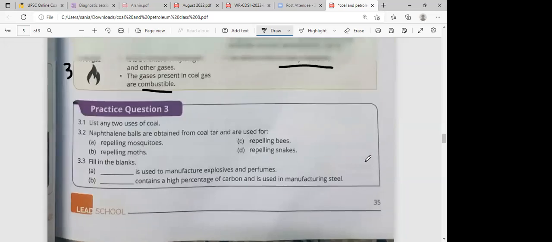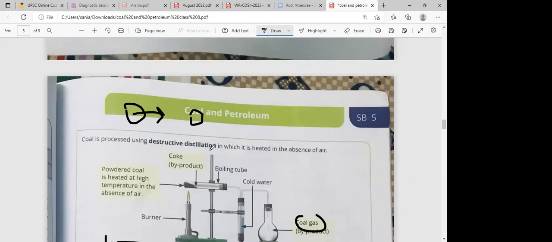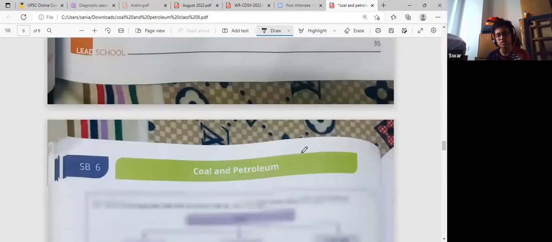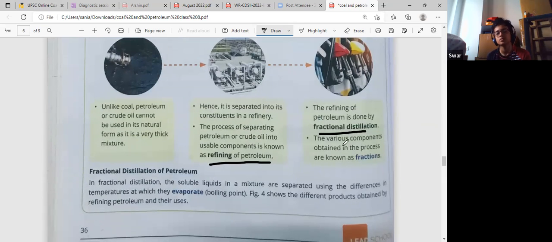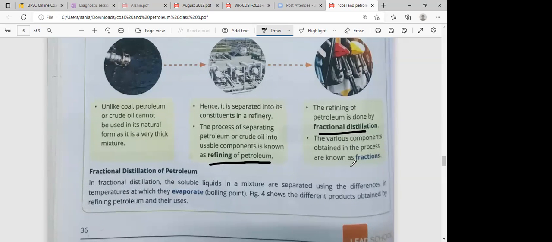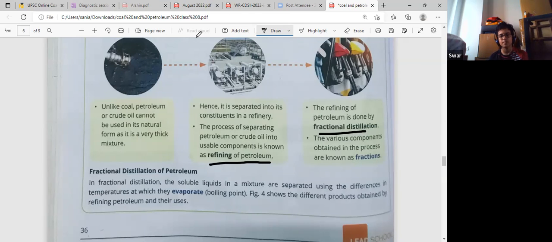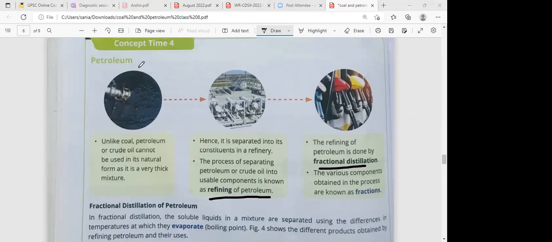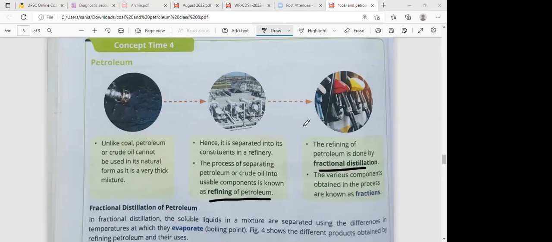Over there it was destructive distillation, but here it is fractional distillation. And the various components obtained are known as fractions. Clear? Yes, ma'am. You can write it down. Just write petroleum and first point, second, and like this. In points, just write it down.